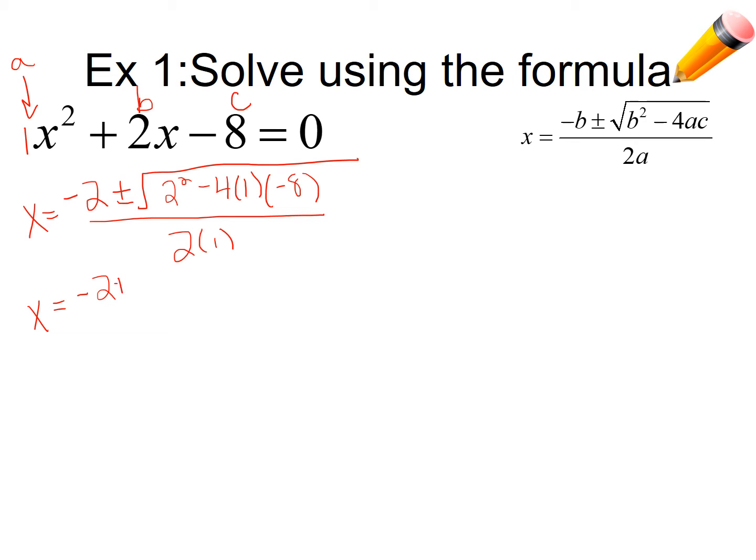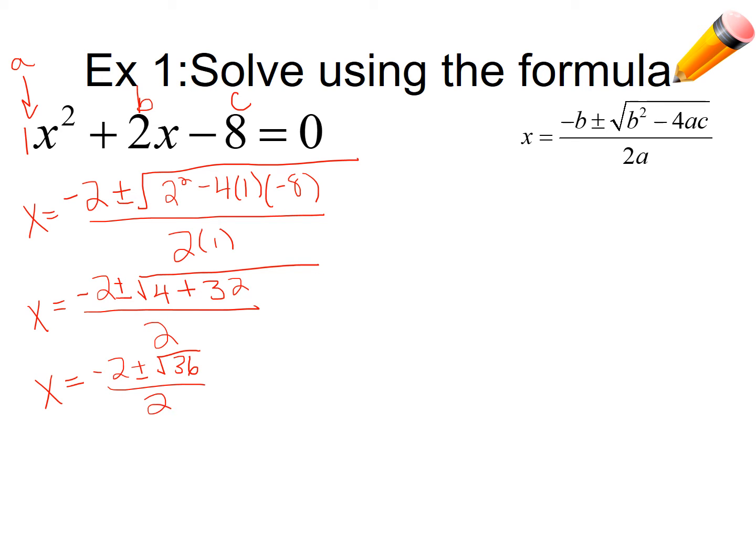So we have negative 2 plus or minus the square root of 2 squared, which is 4, minus negative 4 times 1 times a negative 8, so that's actually going to turn into a positive 32, all over 2 times 1, which is 2. So keep simplifying. 4 plus 32 is 36, all over 2. And the square root of 36 is a perfect square, so the square root of that is just 6.